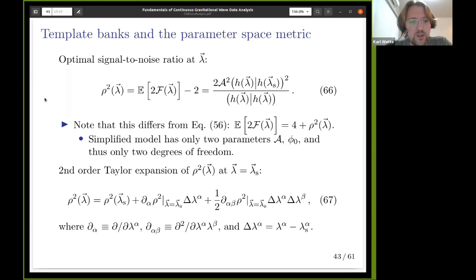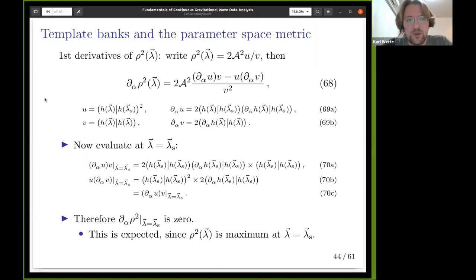And then what we do is a Taylor expansion of rho squared around the position of our signal, lambda s, and we do that as a second order Taylor expansion. That's written out in equation 67, where I've written, for shorthand, this notation del alpha just means the derivative with respect to the lambda alpha phase parameter, and then del alpha beta is the second derivative with respect to lambda alpha, lambda beta. Well, I'm missing a del there, but I'll fix that up later.